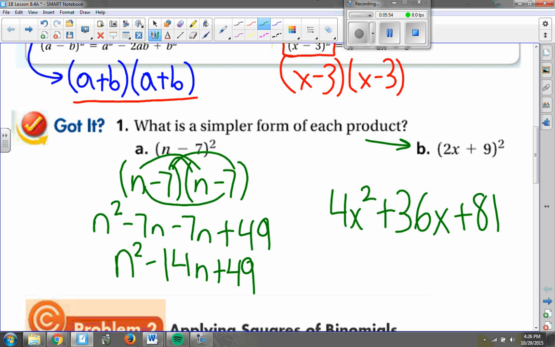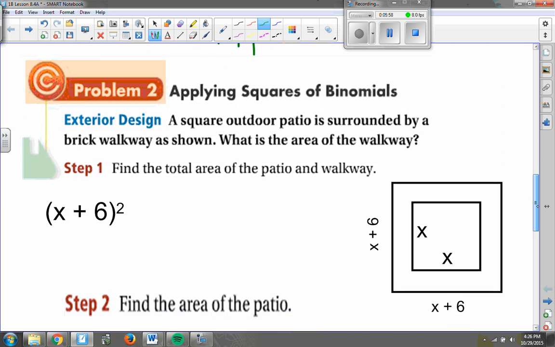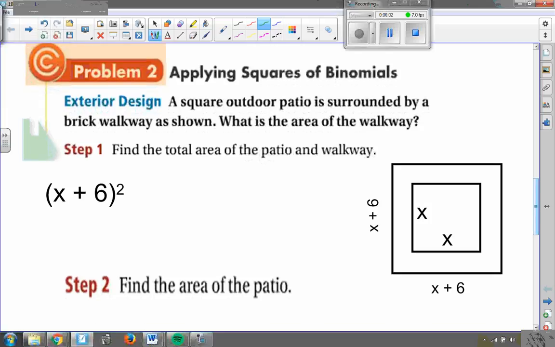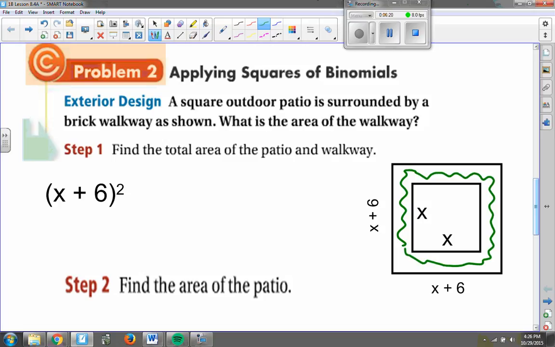Okay, let us move on to our last thing for today, which is a little bit of word problem style, a little bit application of these skills. So if you look at problem 2 on page 505, it says a square outdoor patio is surrounded by a brick walkway as shown. So here's my square patio. This green stuff is my walkway. Walkway, walkway, walkway, and so on, all the way around. They want to know what is the area of that walkway, that green stuff that I shaded.